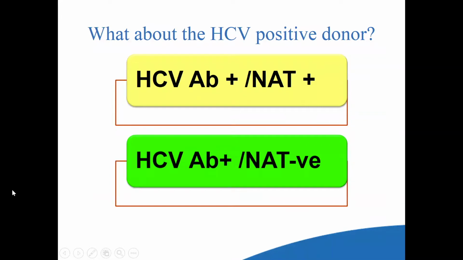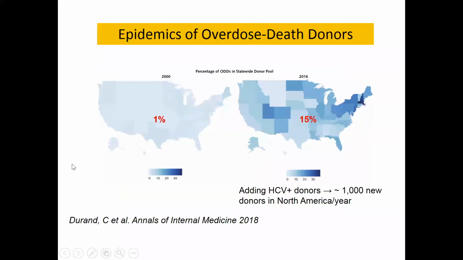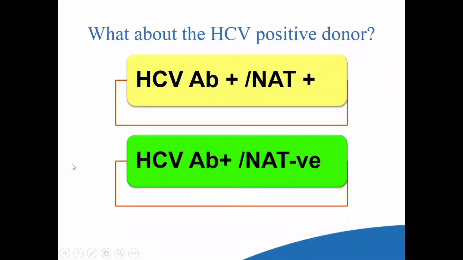So what about the Hep C positive donors? So there's two types of donors here. So one would be antibody positive and NAT positive, and the second type of Hep C positive donor would be antibody positive but NAT negative. And I'm going to talk about clinical trials using the first set of donors, the NAT positive donors. Just briefly in terms of the NAT negative but antibody positive donors, we think it's probably safe to use those donors, and I'll just show some data in the next couple of slides.